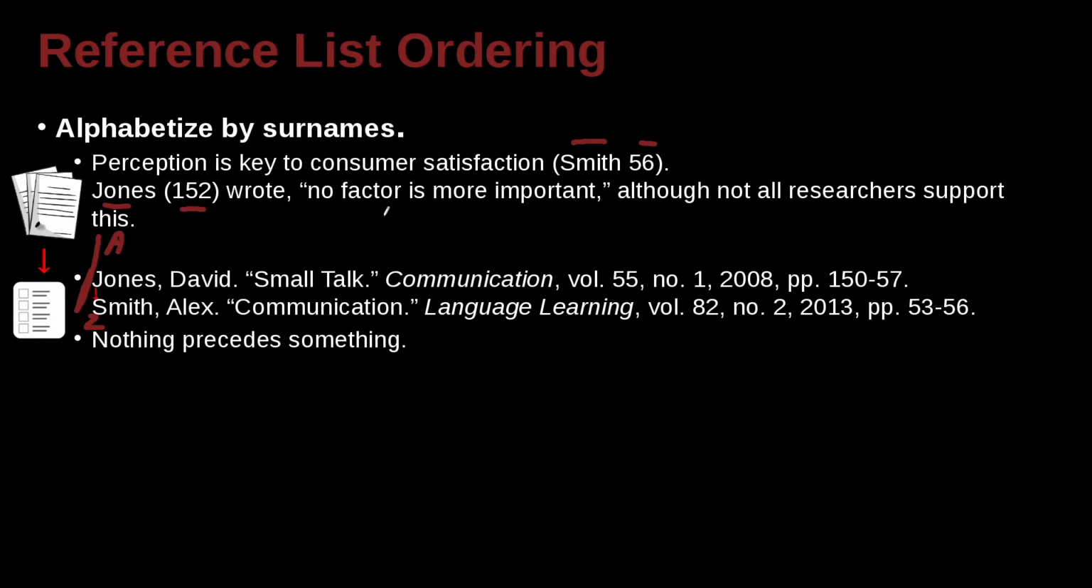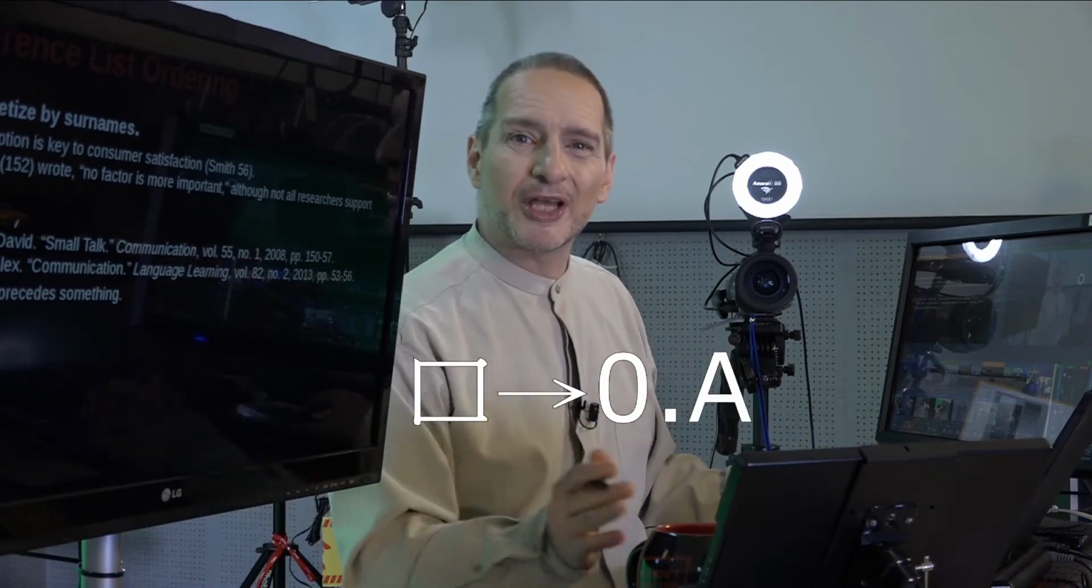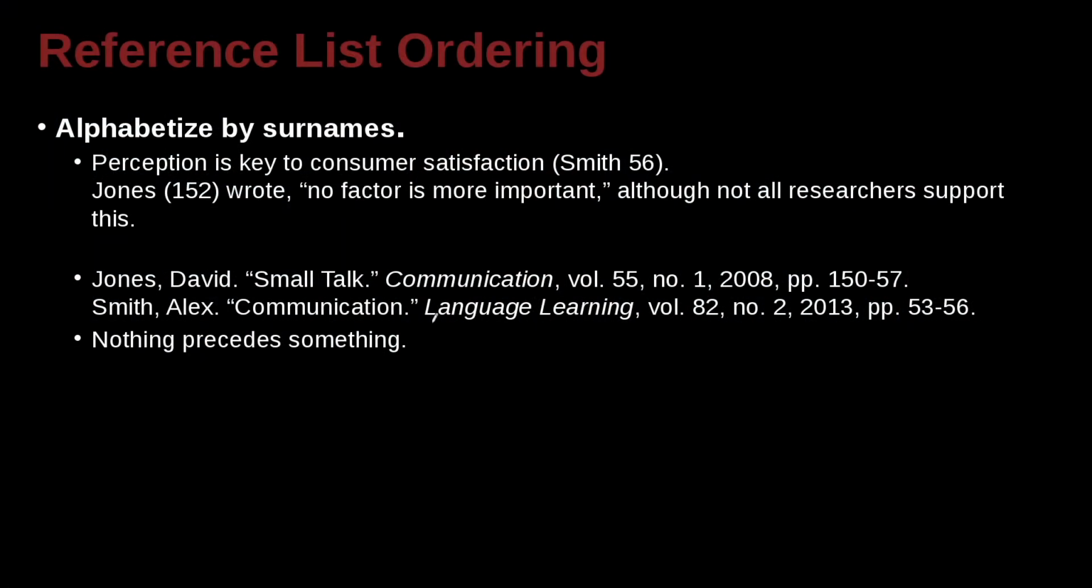The good thing to remember is that nothing precedes something. That is to say, if you have an empty space, or if you have something that's 0 or A, they come at the beginning, but empty comes before 0 and before A. How is that possible? Well, it's possible if you have, for example, two authors with the same name, like Smith. So we could have Smith and Smith. Now, what if this author here is Smith Alex, but this author is just named Smith? Well, then this Smith comes first, and the Smith Alex comes second.